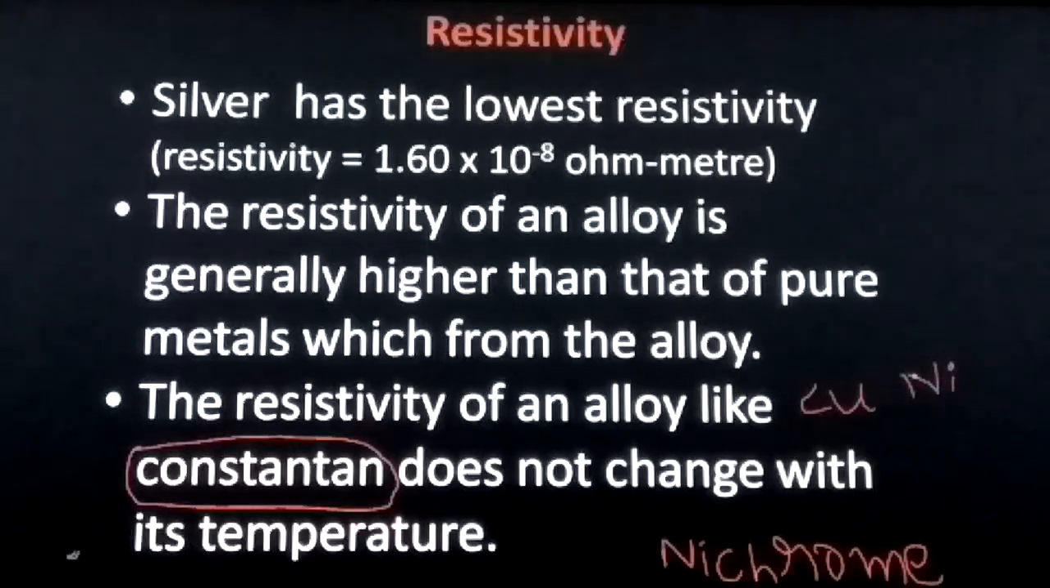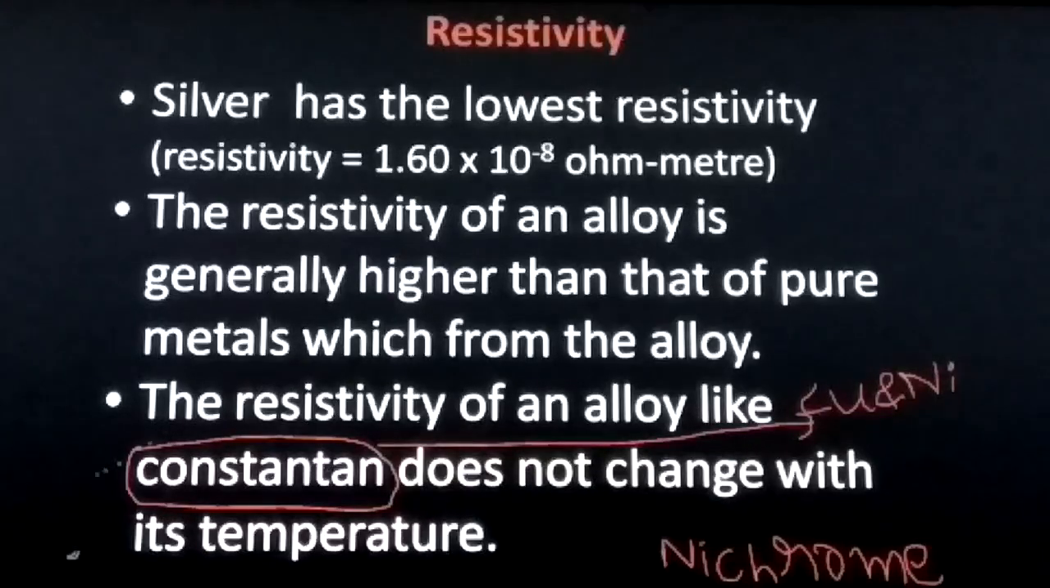Okay students, I think you have understood which metals are present in constantan. Observe here clearly. Constantan is a mixture of copper and nickel: 60% is copper and 40% is nickel. Whereas nichrome is made up of nickel at 60%, chromium 12%, iron 26%, and manganese 2%.